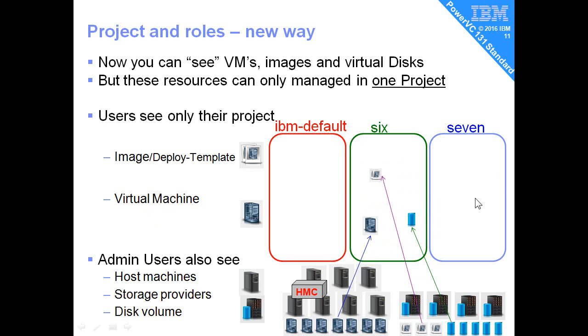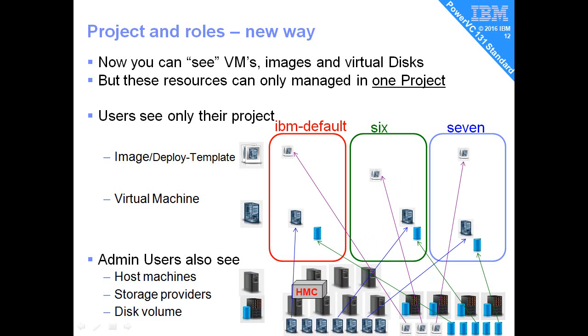If you go into the Project 7 as the admin user and go to the machine to list all the virtual machines that it's running, you'll find that this one is missing because it's already being managed by an alternative project. So these resources can only appear in one project. And so I can start pulling in my virtual machines, my images and my virtual disks into my various projects.